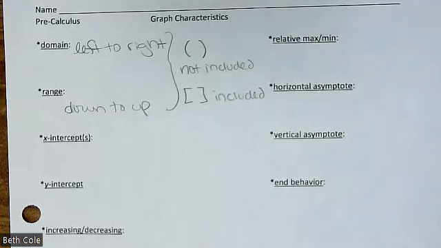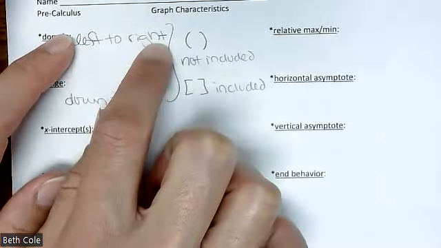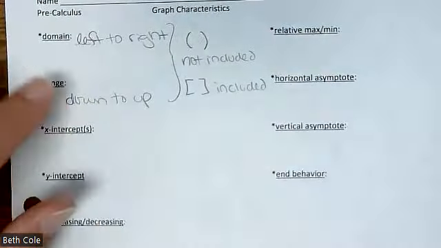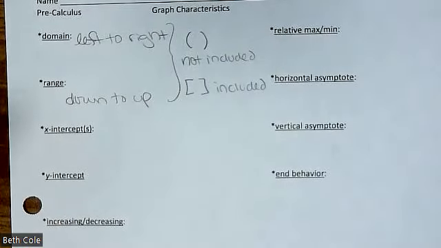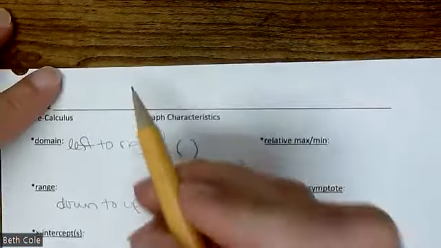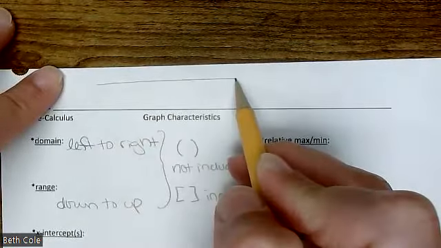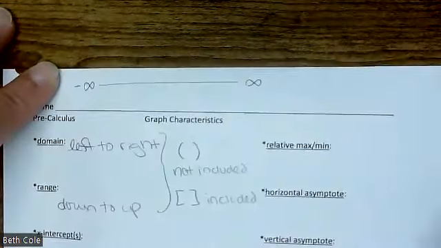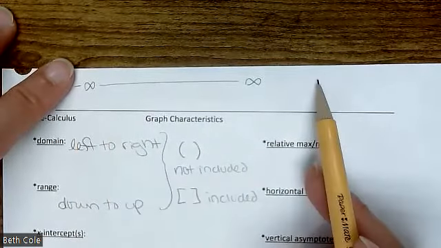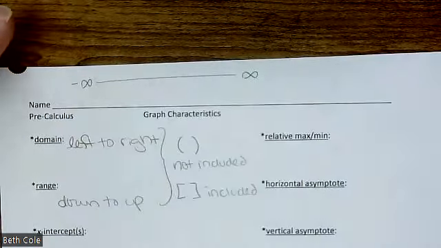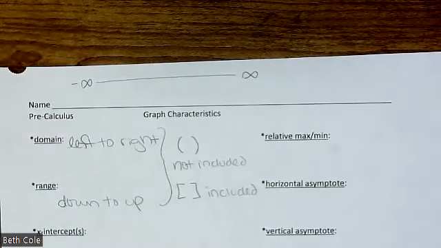But for domain, you go all the way from the left to all the way on the right. For range, you go down to up. It's smaller to bigger. What also helps people is to just imagine a number line. You don't have to write this, but if it helps you, imagine a number line with negative infinity on one side and positive infinity on the other. It's like you're going from everywhere with small numbers to everywhere with big numbers. You're sweeping, okay?